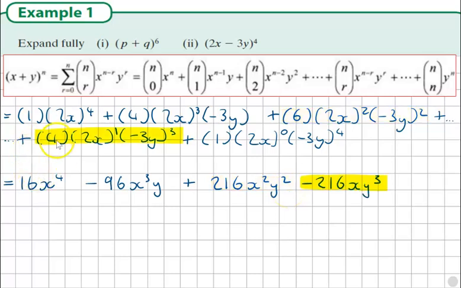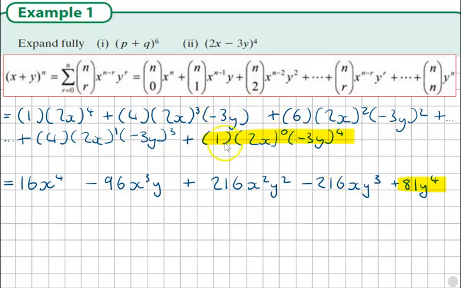Then we have 4 times 2x to the power of 1 times minus 3y to the power of 3. So 2x to the power of 1 is just 2x. And minus 3y times minus 3y times minus 3y. A minus by minus is a plus, and a plus by minus is a minus. And 3 by 3 is 9, by 3 is 27. So it's 4 by 2 by minus 27, which gives us minus 216. And then it's x to the power of 1, which is just x, stuck onto the y cubed.